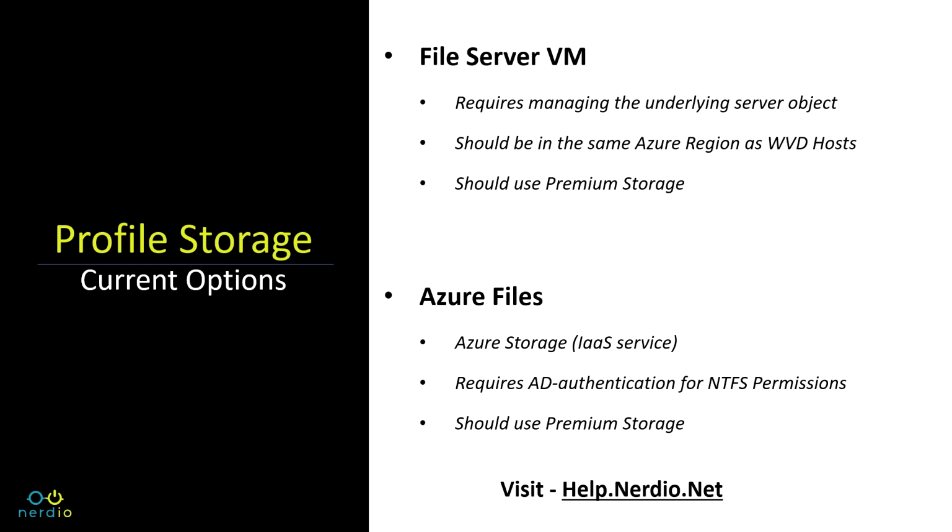What we used to see, and still occasionally do, is partners using a file server VM. If we're talking about WVD, then we're talking about a file server virtual machine that is within the same subscription, resource group, and region as the VMs that are getting their profiles redirected to it. A file server VM means that you're still managing the underlying server object. So you still have to update that file server, make sure that it's online, and make sure that storage is adequate.